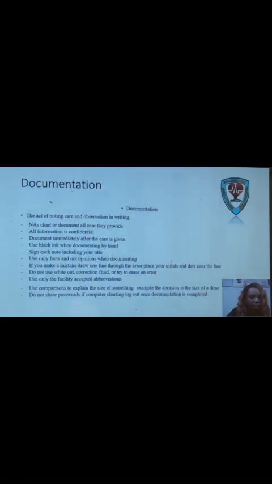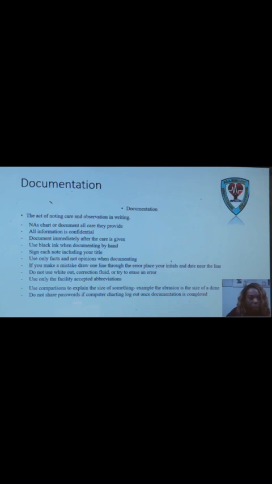Documentation is the act of noting care and observation in writing. Nursing assistants document or chart all the care that they provide. All information is confidential. You want to document immediately after the care is given and before the end of your shift. You're going to use black ink when you are documenting by hand. You want to sign each note, including your title. You want to use only facts and not opinions when you're documenting.